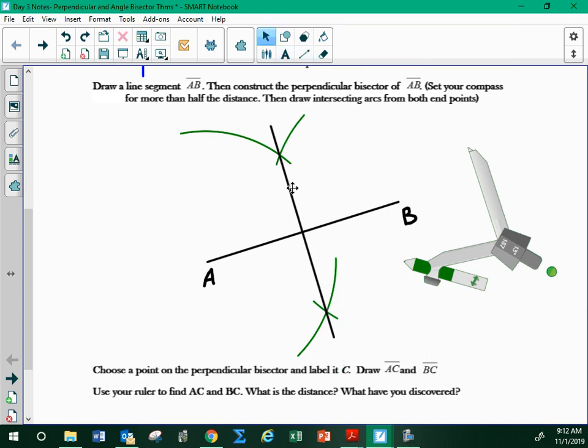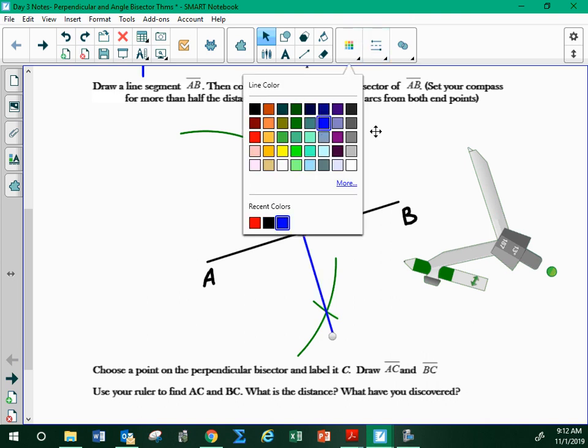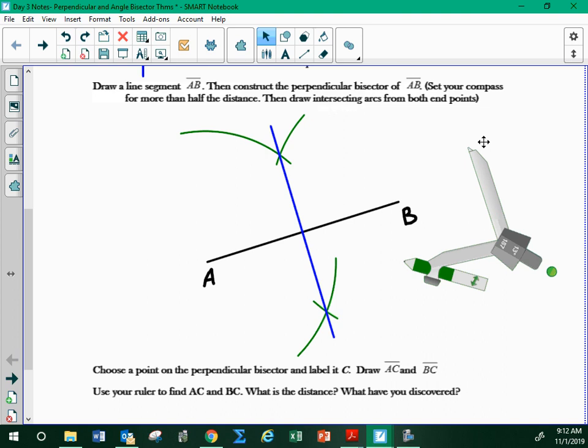Okay, get it as close as you can. I did a dotted one. Is that okay? Go ahead and make it solid. Because that is the perpendicular bisector. Like, that's our final thing.